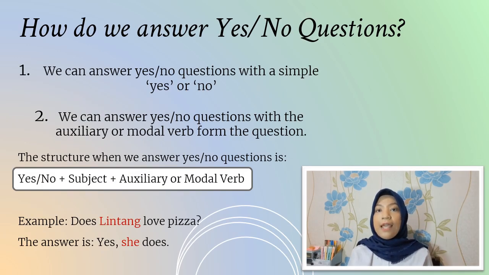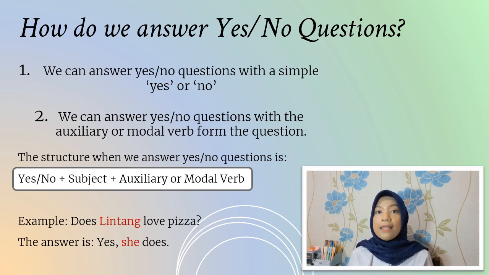Okay, now, how do we answer yes or no questions? When we answer yes or no questions, we do not usually repeat the full question. There are 2 different ways to answer yes or no questions. Number 1, we can answer yes or no questions with a simple yes or no. Number 2, we can answer yes or no questions with the auxiliary verb or modal verb from the question.